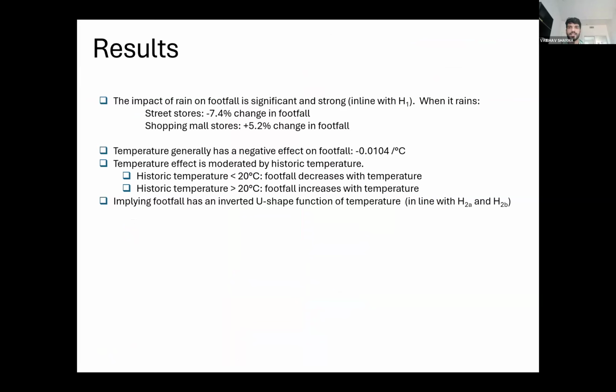Yeah, so this slide again summarizes the results which I just explained: if it rains, then the footfall decreases for the stores which are on street, and it increases for the stores which are in shopping malls. So it's in line with hypothesis one proposed earlier, and temperature generally has a negative effect. And if we include the historic temperature, then if the historic temperature is below 20 degrees, the footfall decreases with temperature, and if it's above 20 degrees, the footfall increases with temperature, which is in line with the second hypothesis, which was divided into two parts.